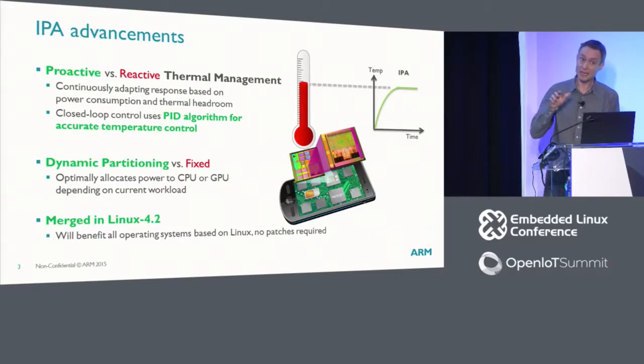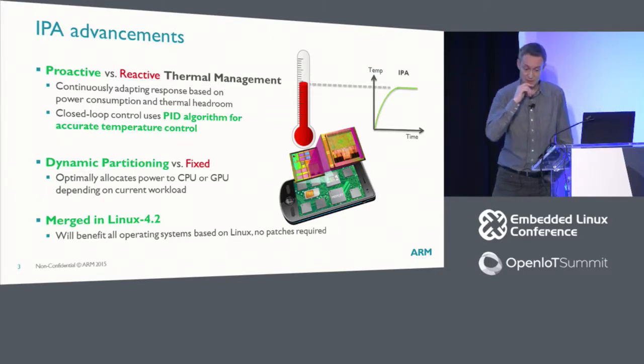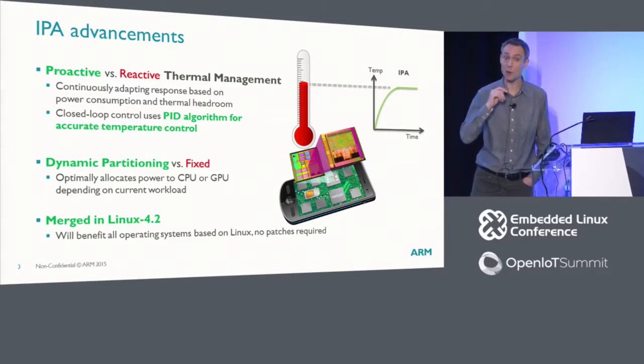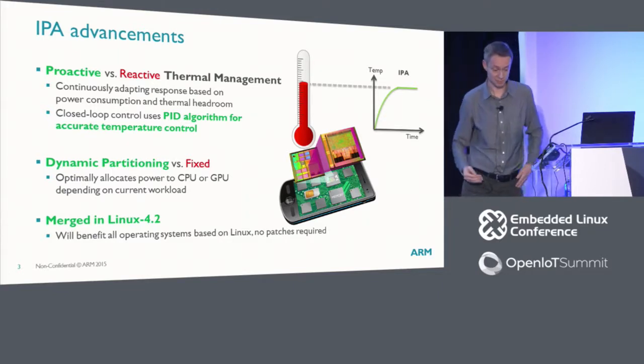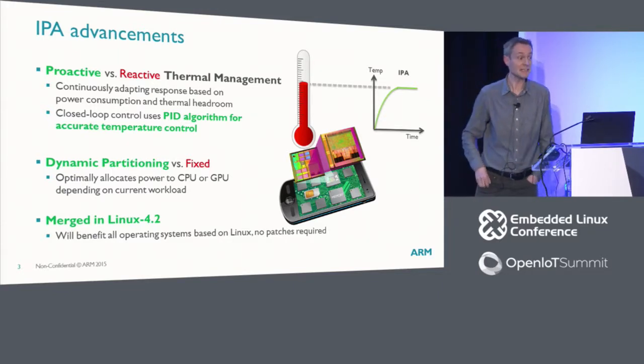IPA, the Intelligent Power Allocator, improves things in two main ways. First of all, it's a proactive approach to thermal management. It uses a closed loop system where it looks at the difference between the current temperature and the target temperature and will moderate the power going into the system, the SoC, to try to hit the target temperature and not exceed it. It dynamically adjusts the power as you approach the target temperature. And it uses a PID algorithm.